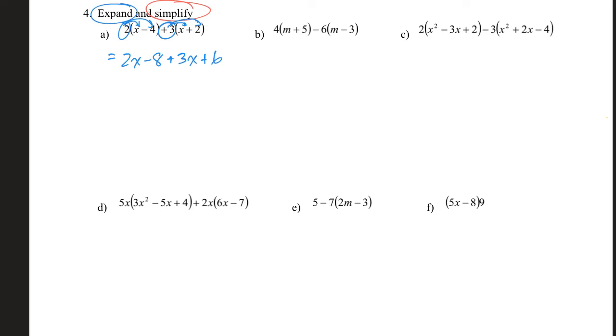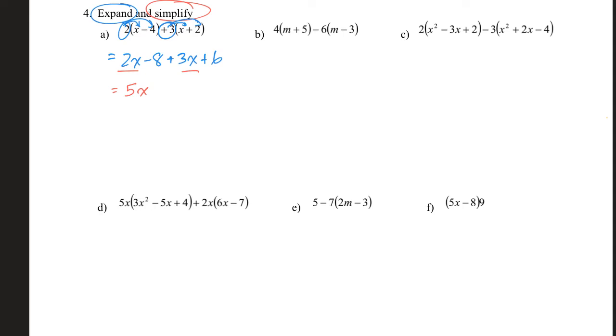And once you have the blue line down, doesn't that look like a problem from yesterday morning? There's your collecting like terms. Do you see anything in that blue line that you can collect? Give me 2 terms you can collect. 2x and 3x? What's 2x plus 3x? 5x. There's my 5x, so I can collect my x terms. Do you see anything else you can collect?